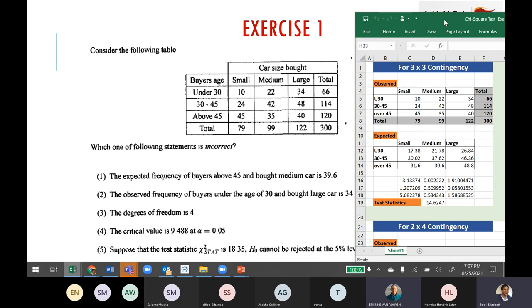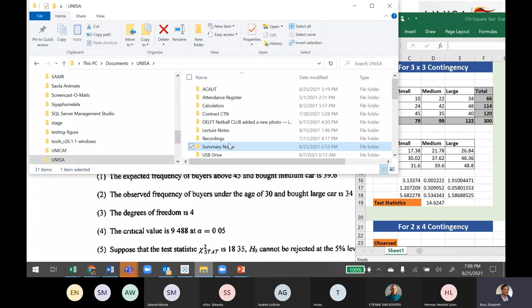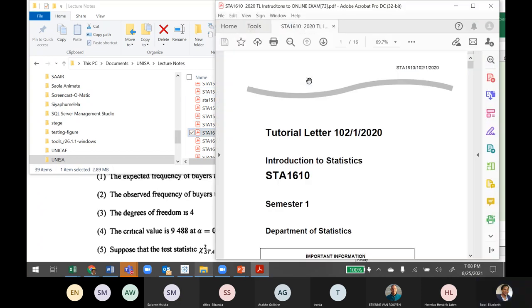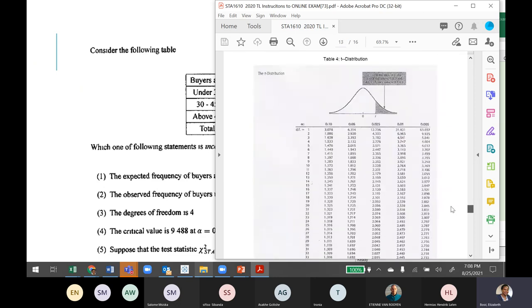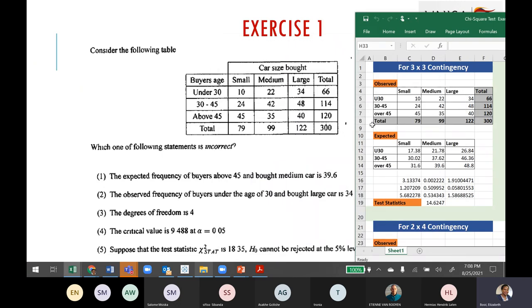Yeah, 5 is wrong because 18.35 lies in the rejection region. It has to be rejected. It cannot not be rejected. The other thing I forgot to open is the table of critical values of chi-square. So you need to go to the critical values of chi. Already I have one person. The others, are you winning?